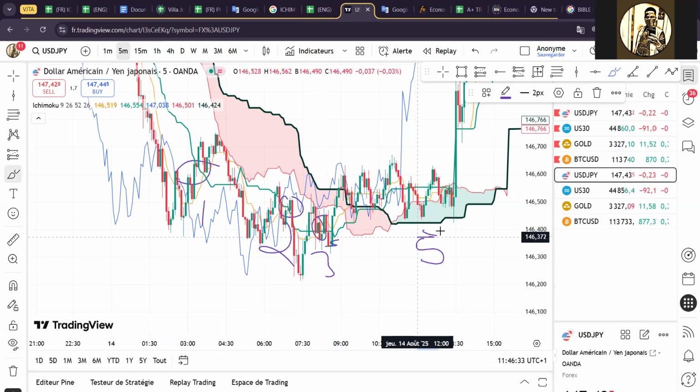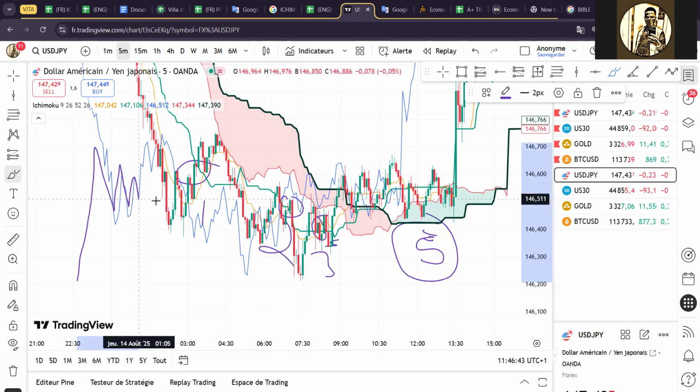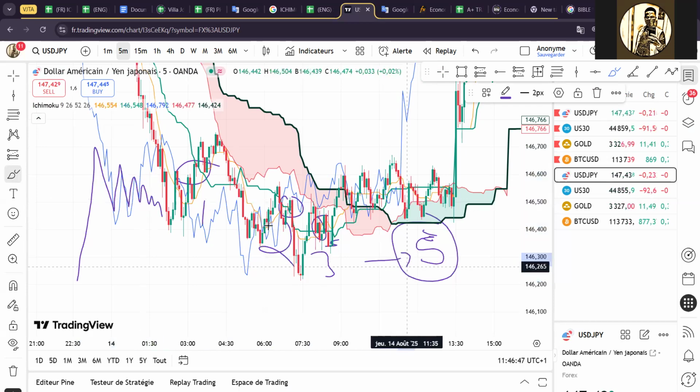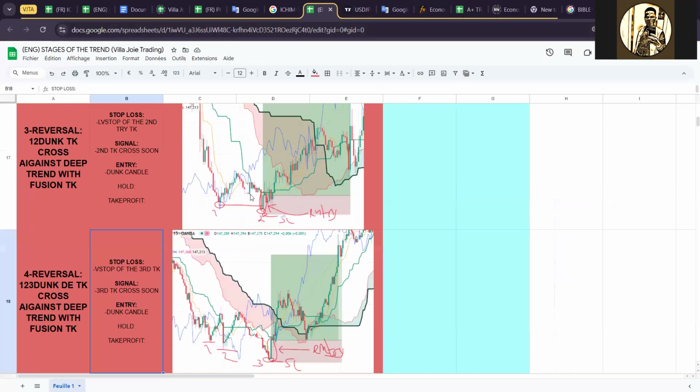You just need to be aware that there are pairs like Bitcoin. When they rise, they rise fast, but when they start being slow, they are very slow too. That's why you can have up to 5 breaks of the volume. So those are the stages of the trend.